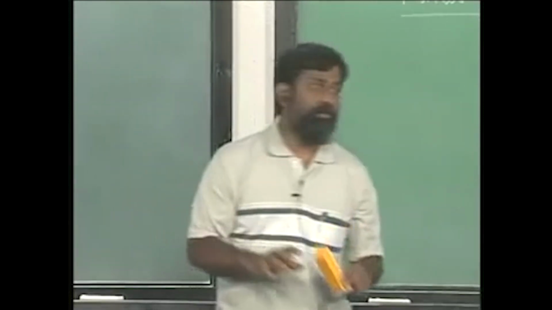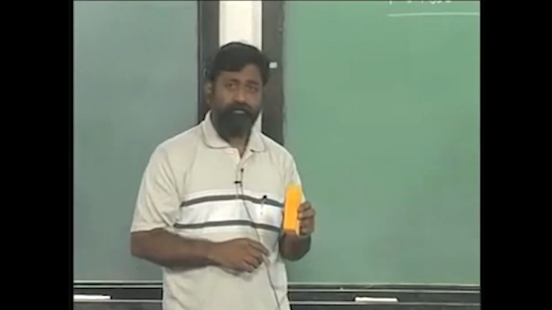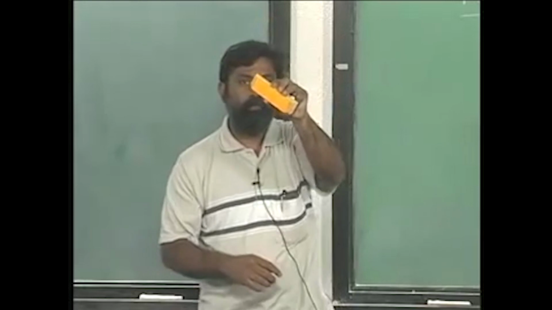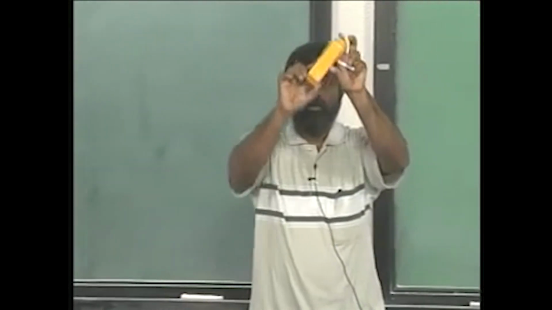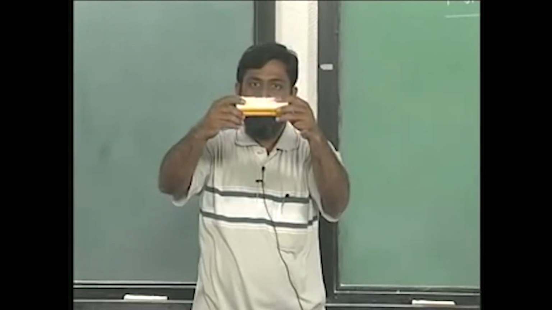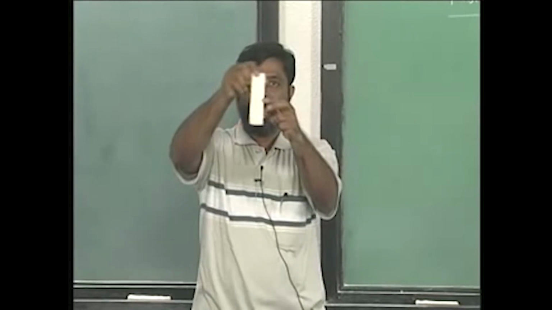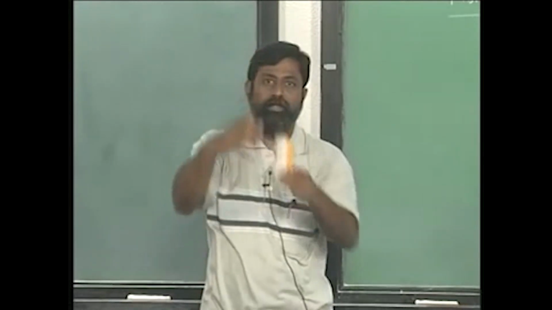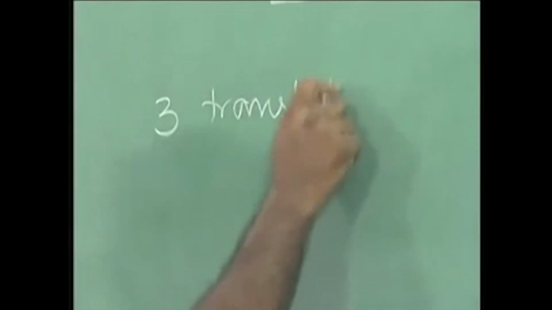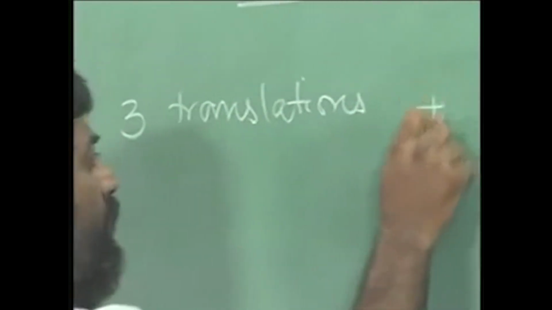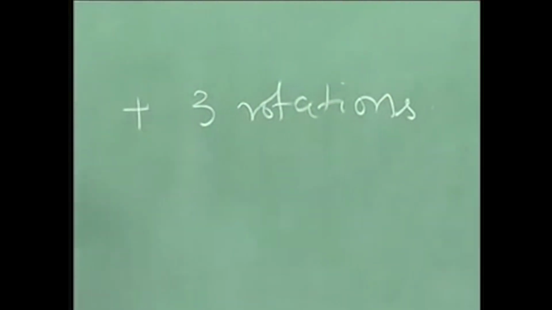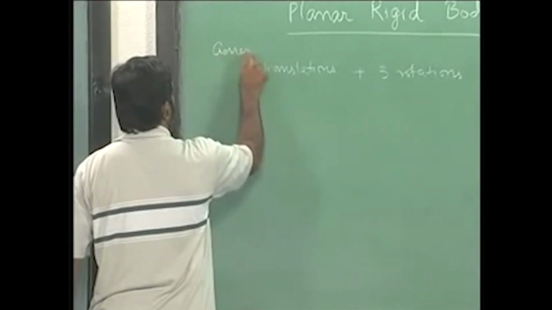So in this exercise we will look at only rigid bodies. Now the rigid body can move like this, can move upward, it can move towards me or away from me, it can rotate about an axis which is pointing towards you, it can rotate about the horizontal axis, and it can rotate about the vertical axis. So there are 3 translations and 3 rotations possible in a general rigid body.